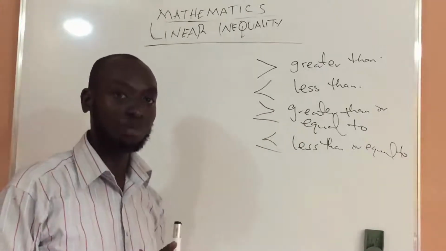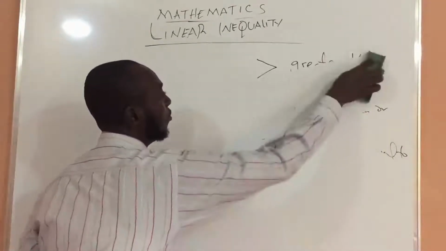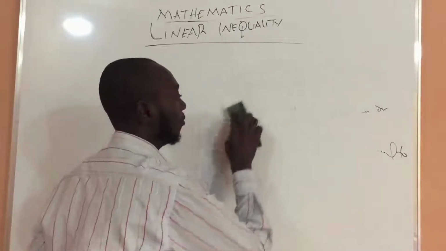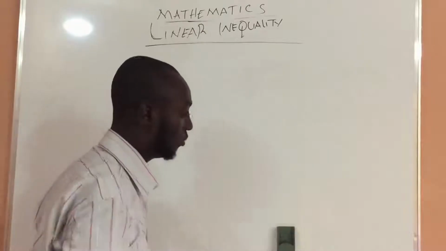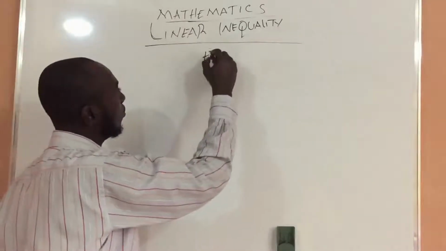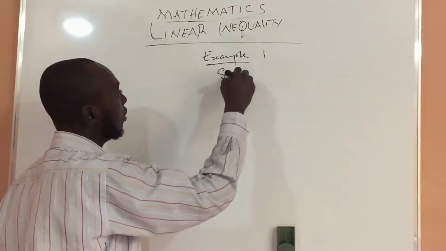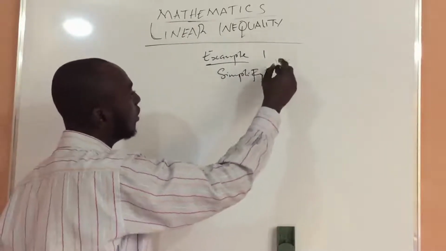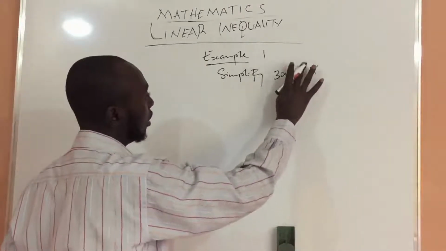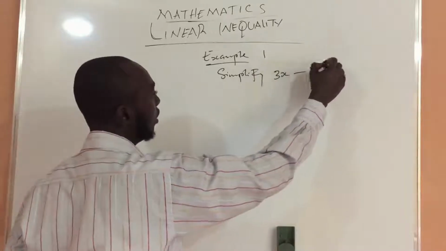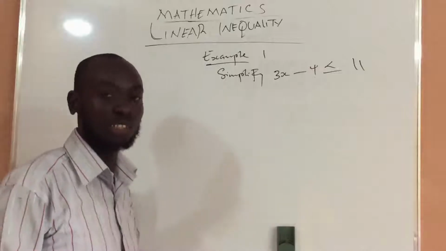Now let's look at the main example. Example 1: simplify 3s minus 4 is less than or equals to 11. Now I have a question like this, and I want to simplify it.